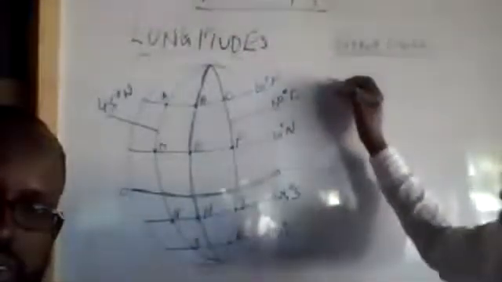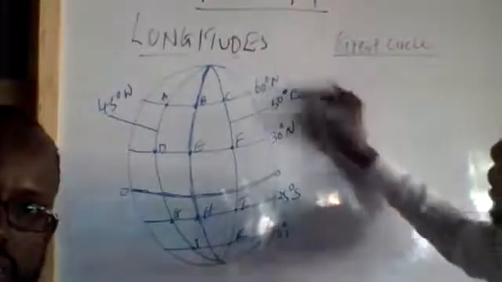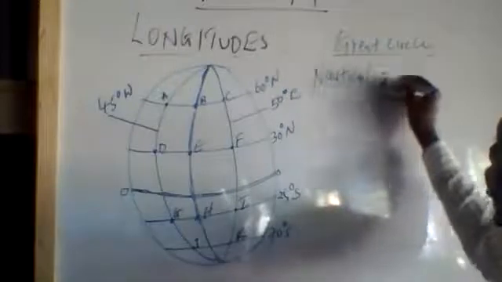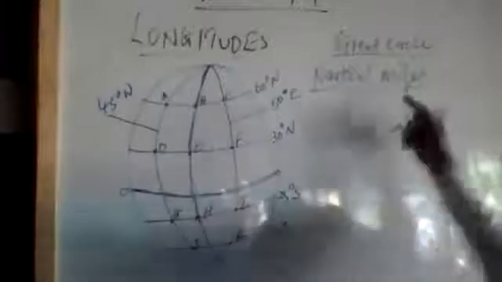Now, we want to get the answers in terms of nautical miles. That is another way of calculating distance, because distance can be calculated in two ways. One, in terms of kilometers. Another one is in terms of nautical miles. So how can we be able to do it?